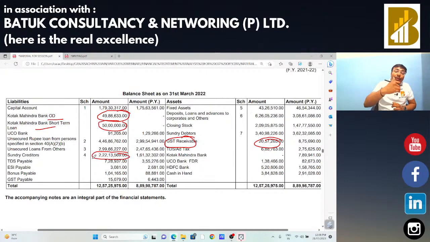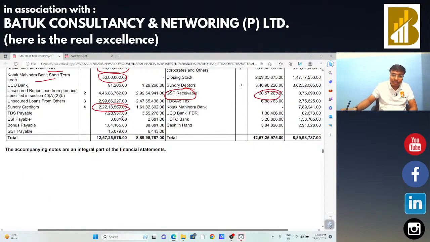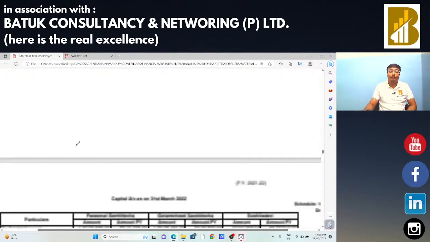Okay, we check whether any payment is due for more than 180 days. If payment is due more than 180 days, in that case we need to check the reversal of input tax credit also. Okay, sir. So GST payable as on 31st March. We are going to check that the same has been paid, and we are going to confirm the same by checking the electronic cash ledger.